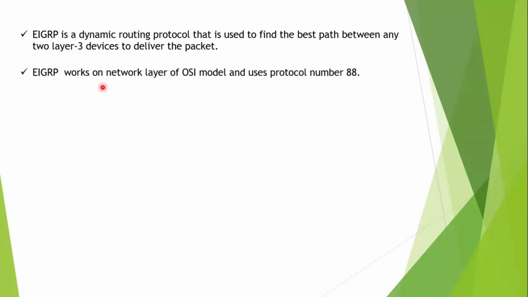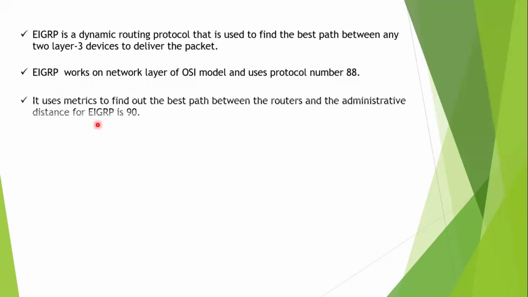EIGRP works on the network layer of the OSI model and it uses the protocol number 88. Since the data packets are being transferred in the network layer, the third layer of the OSI model, that is where EIGRP will be working. EIGRP uses metrics to find out the best path between the routers, and it uses the administrative distance, that is the AD value of EIGRP is 90.